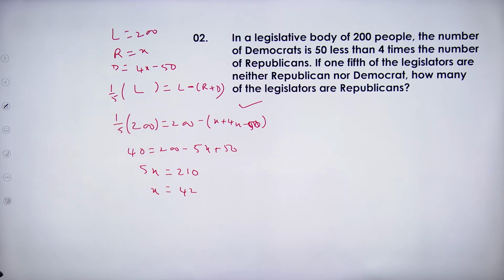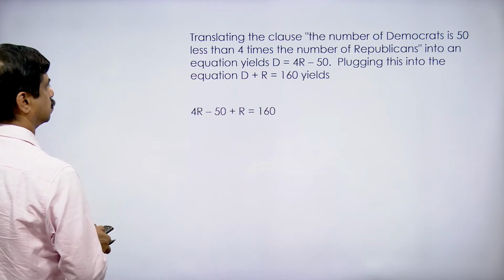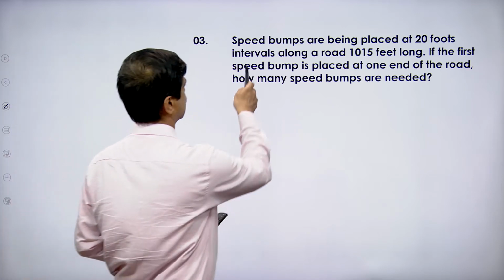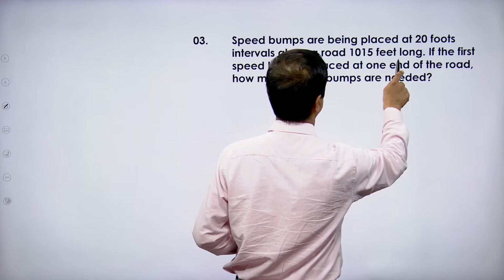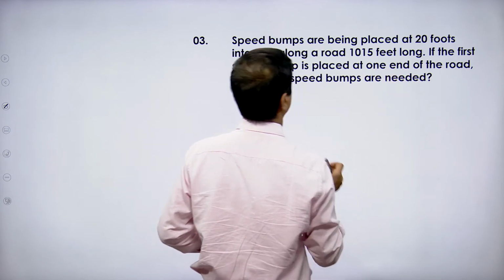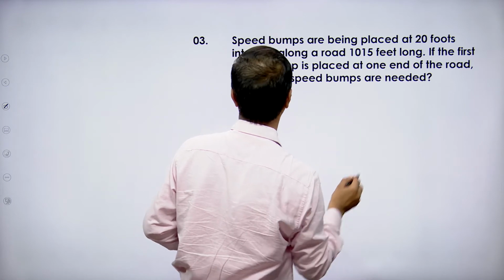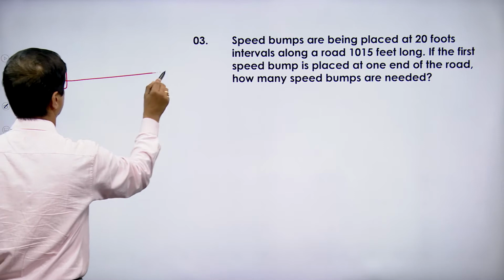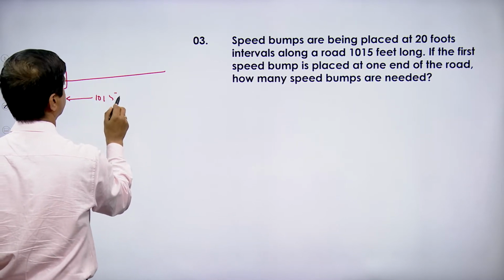Okay, so let us go to the next question. This is over. Now look at this. Speed bumps are being placed at 20-foot intervals along a road 1015 feet long. If the first speed bump is placed at one end of the road, there is one speed bump. From here to here it is 1015 feet long.